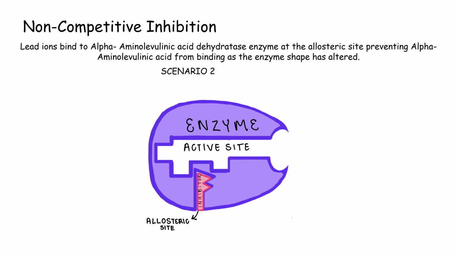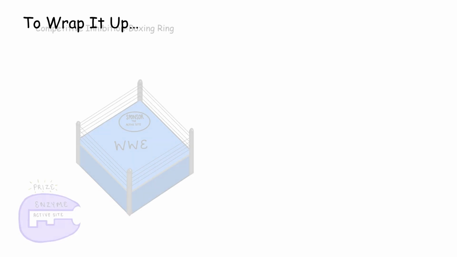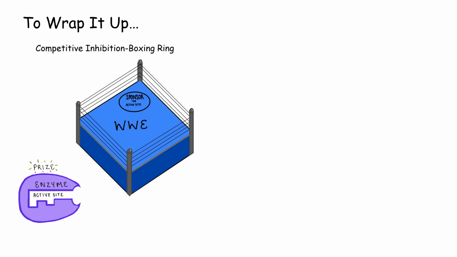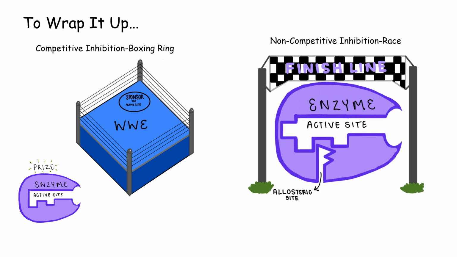So now that we have gone over both mechanisms, let's summarize. Competitive inhibition you can think of as a boxing match, where the substrate and the inhibitor are competing for the active site of an enzyme. In non-competitive inhibition, you can think of it as a foot race, where the first to cross the finish line, either the substrate or the inhibitor, will be the victor and bind to the enzyme.